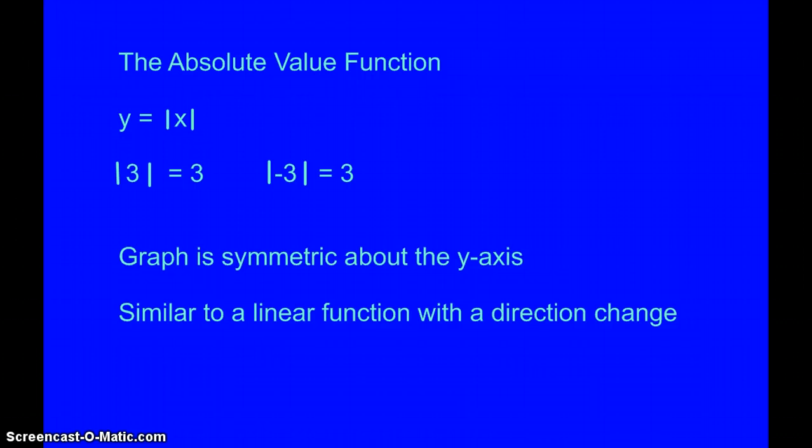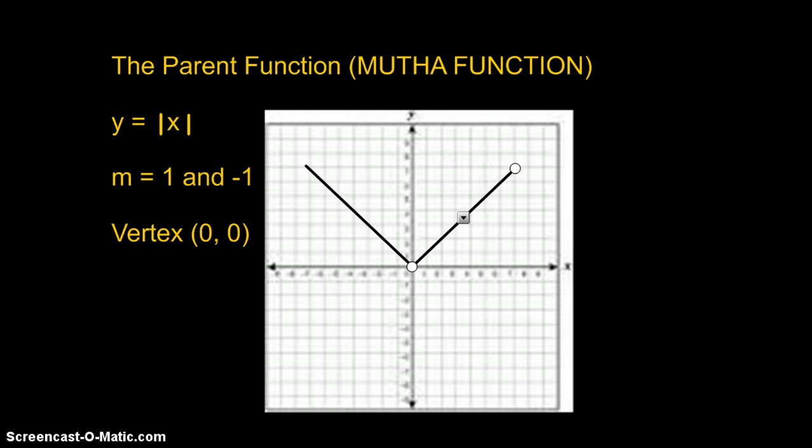And also, absolute value functions are going to look similar to linear functions, where they have a slope per se, they follow the same pattern of growth, but at some point they're just going to change direction, and that point where they change direction is the point called the vertex, and so we'll be spending some time looking at that.